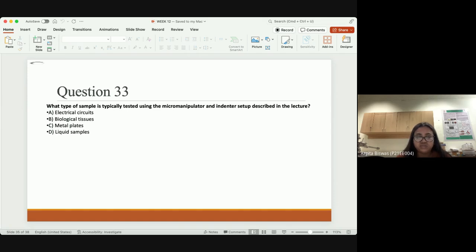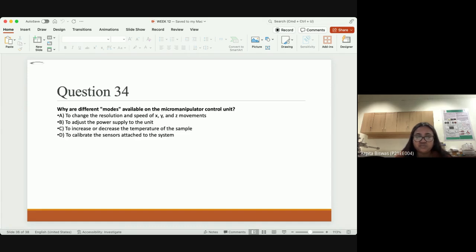So the right option is option B, the biological tissue. Okay. So next move toward question number 34. Why are different modes available on the micromanipulator control unit? First, to change the resolution and speed of the X, Y, and Z movement. Second, to adjust the power supply to the unit. Third, to increase or decrease the temperature of the sample. And fourth, to calibrate the sensor attached to the system. So what is the right answer?